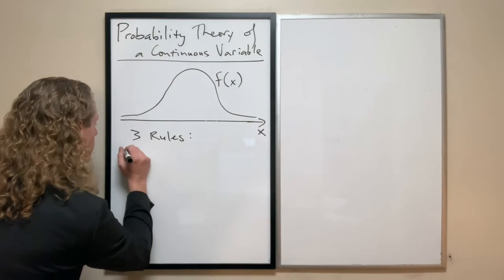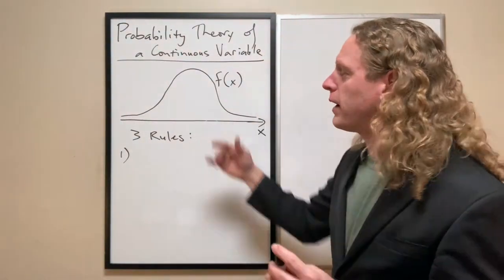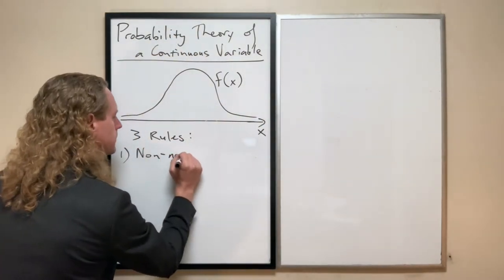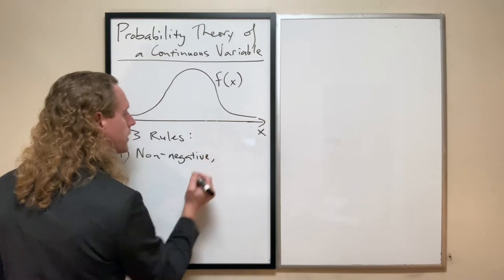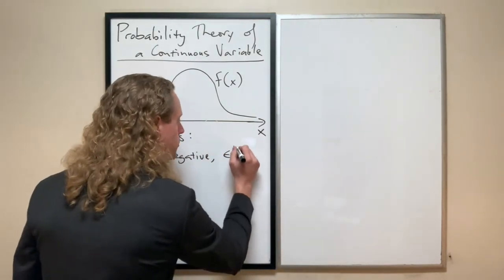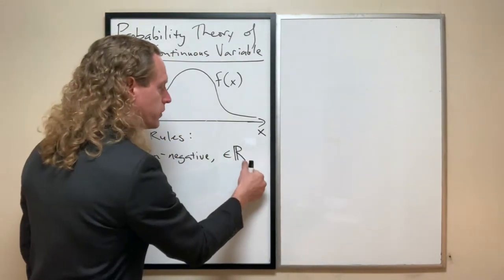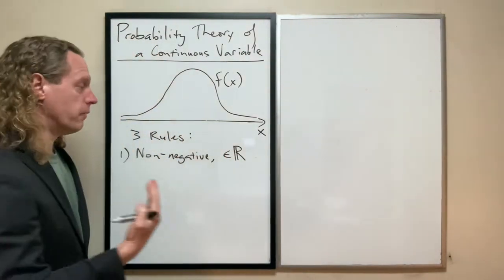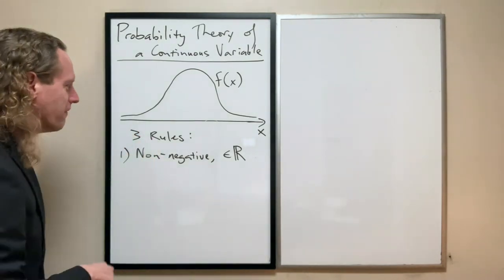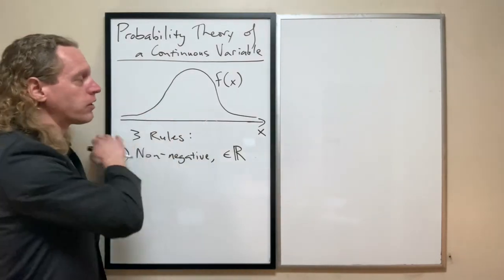Number one, this function has to be at all points non-negative. And it also has to take on real values. So specifically, we do not allow this to be imaginary. So basically, it has to be a positive value or a zero everywhere.